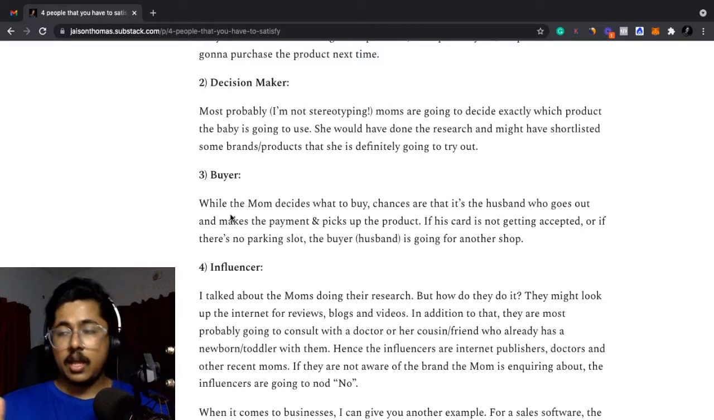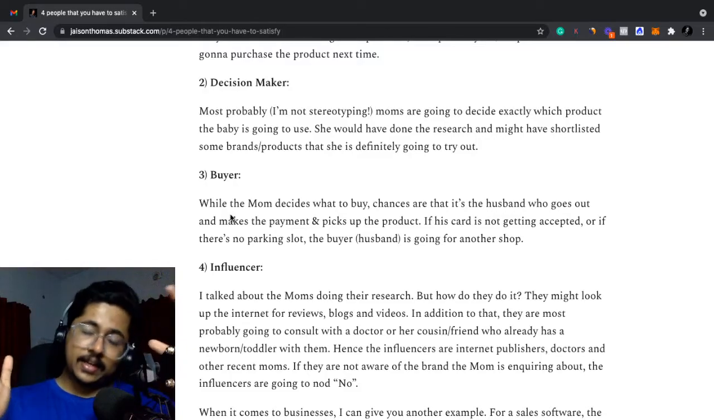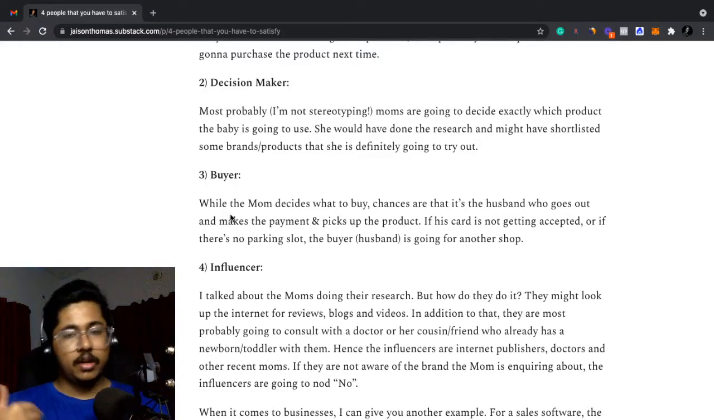And the second one, right? And you might think that the decision maker might be paying for the things, right? No, I'm continuing with the mom and baby example, so that it's more clear for you. The mom had made the decision.